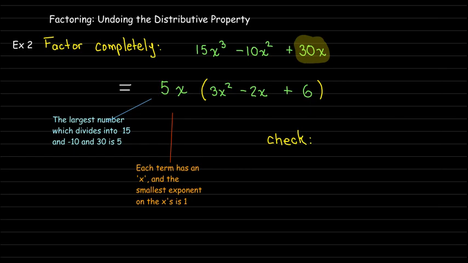And so one thing is that we can always check these results from factoring by using the distributive property. So let's go ahead and distribute 5x across each term in the parentheses. And so 5x times 3x squared is 15x cubed. 5x times negative 2x is negative 10x squared. And 5x times positive 6 is positive 30x. And sure enough, that checks with what we started out with.